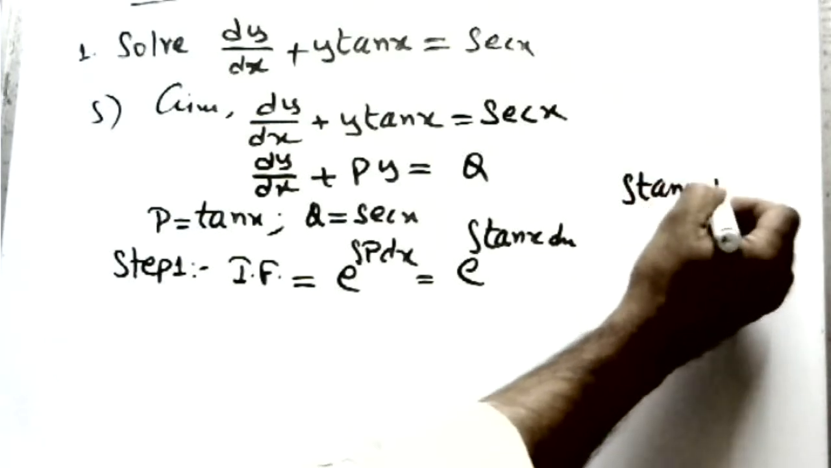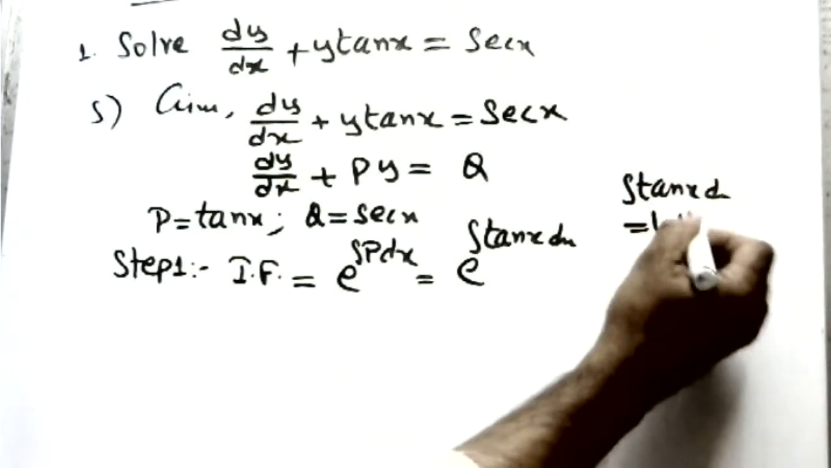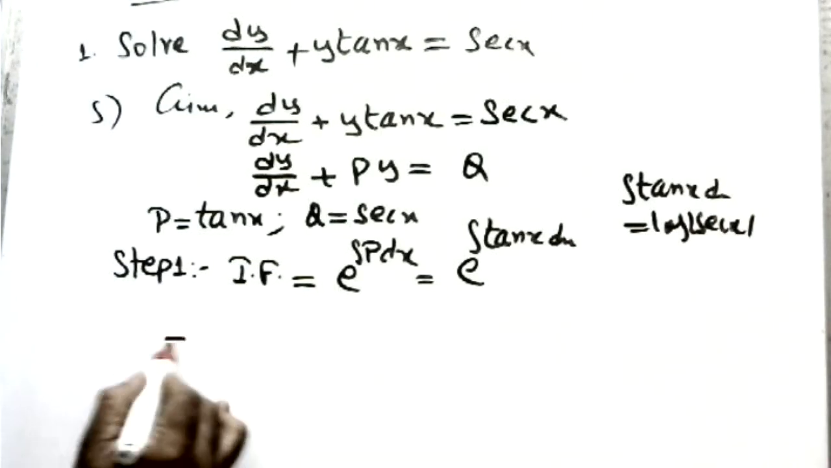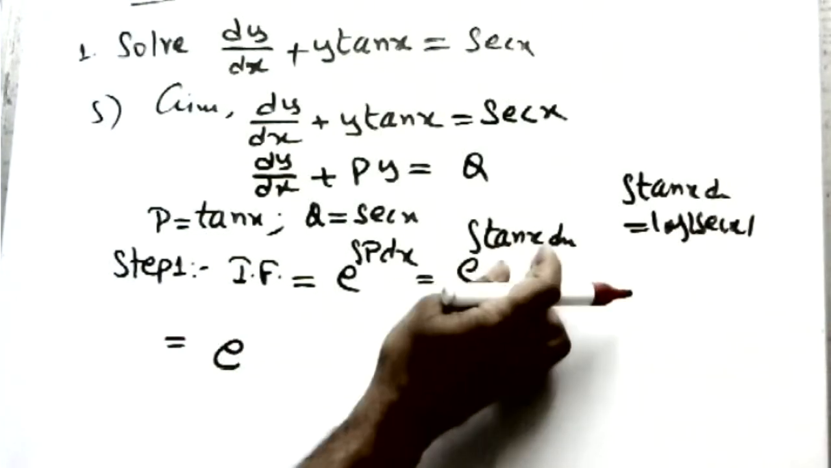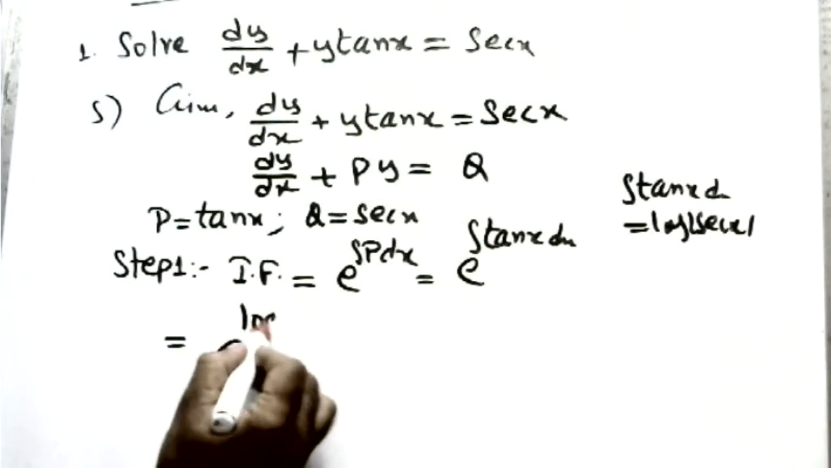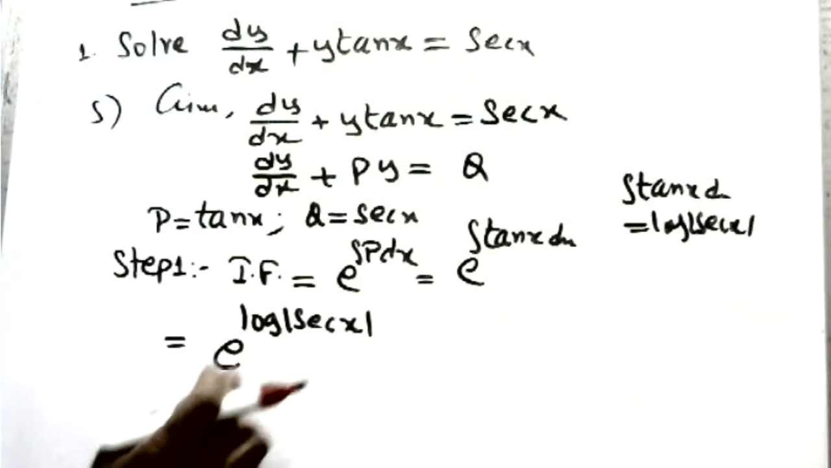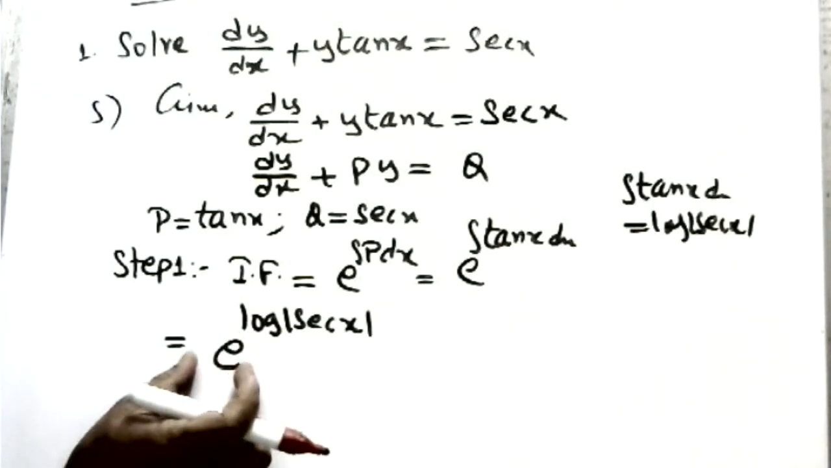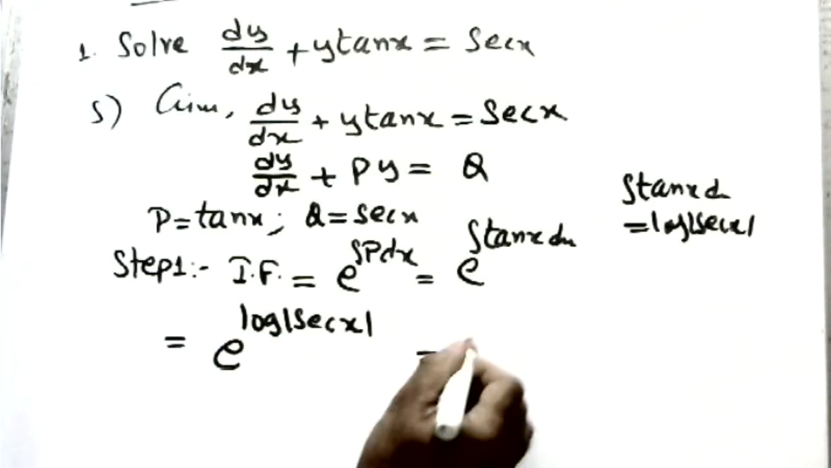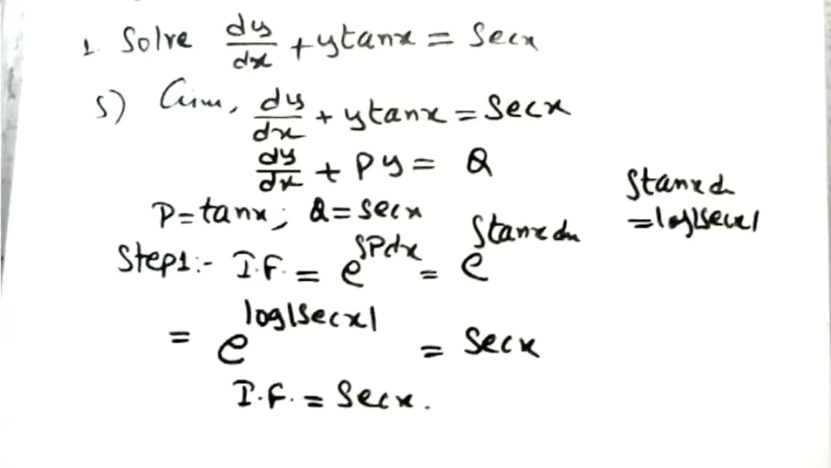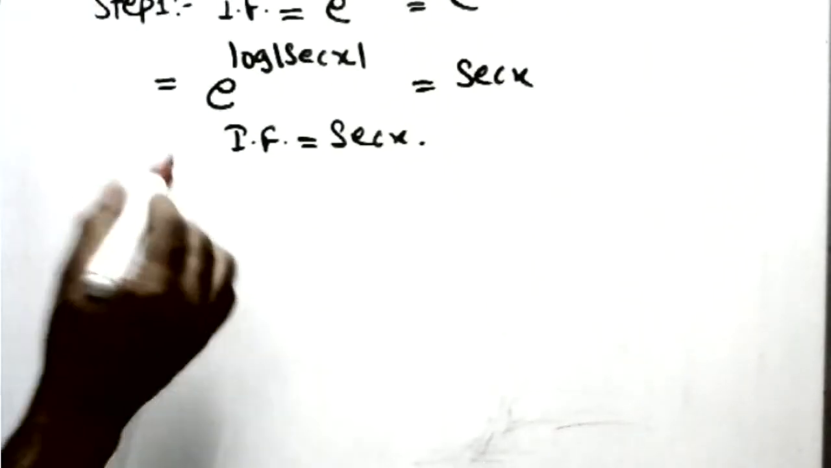We must have this formula by heart: integration of tan x is log of secant x. So we write e to the power of log of secant x. Always you see, e and log get cancelled. We are left with only secant x. So we got the first step, integral factor equals secant x.